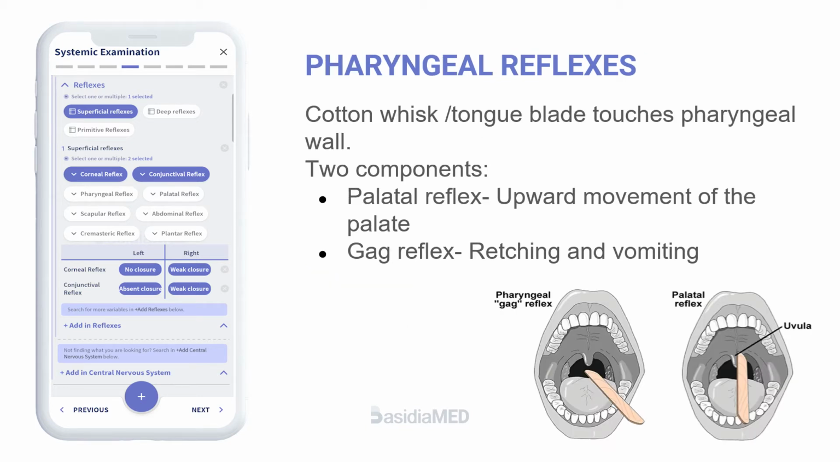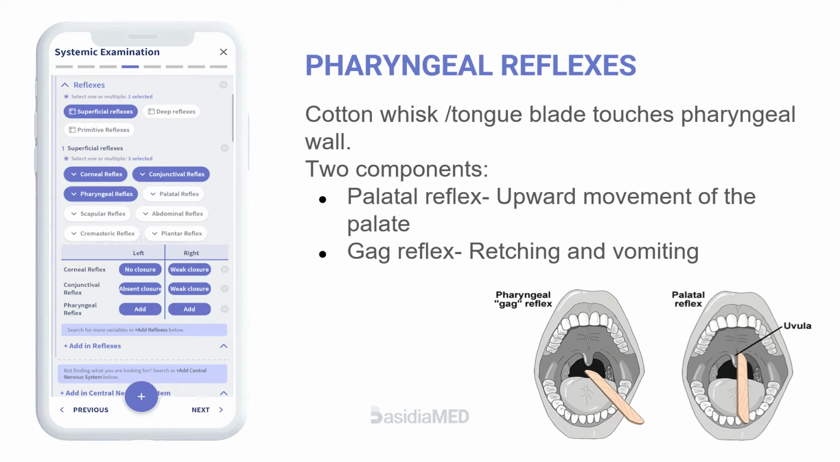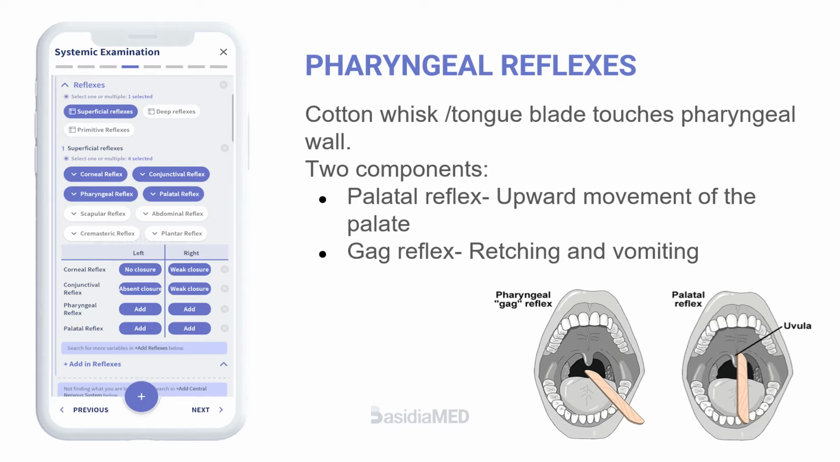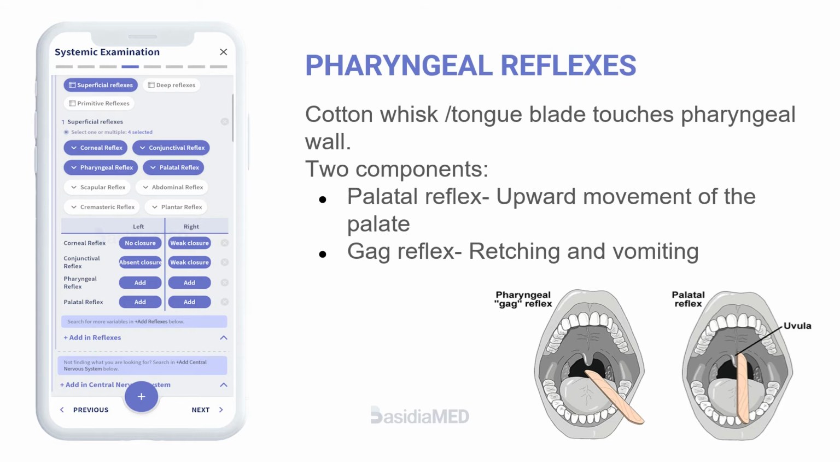The posterior pharyngeal wall is touched with a cotton whisk or tongue blade to perform the pharyngeal reflex. The pharyngeal reflex has two components. Palatal reflex involves upward motion of the soft palate. Gag reflex involves retching and vomiting.